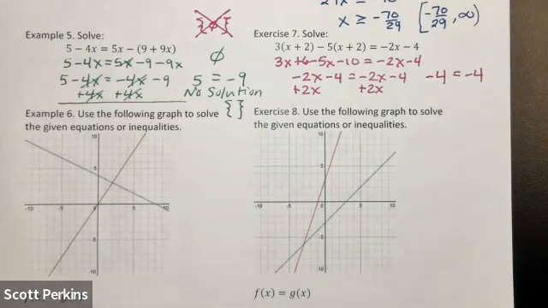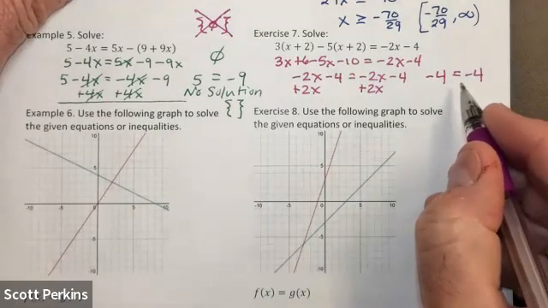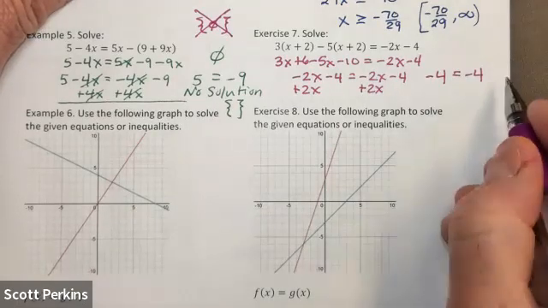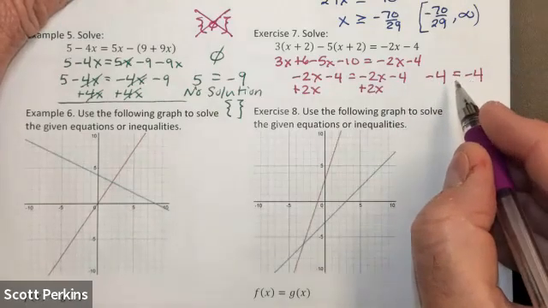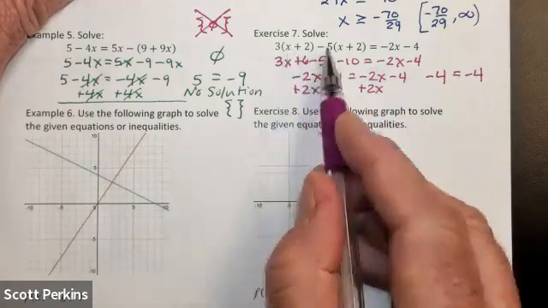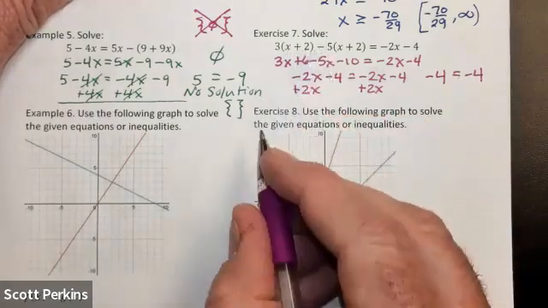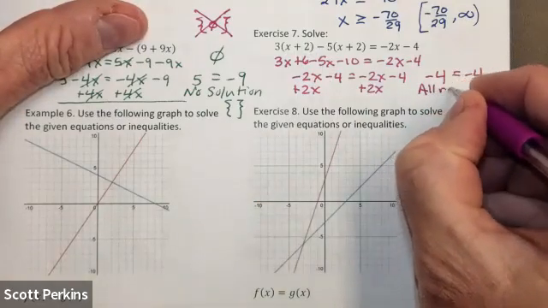Yes, thank you. I appreciate the 2 people that affirmed me in that. Yes, negative 4 is equal to negative 4. This is always true. This is called an identity. And the conclusion that you come to with an identity is no matter what x you had plugged in back at the beginning, you're always going to get a true statement. And so the solution here is all real numbers.